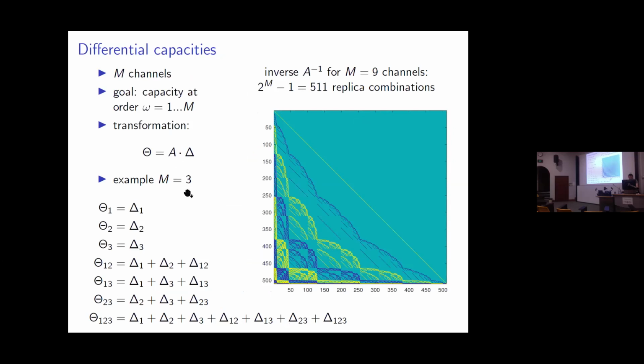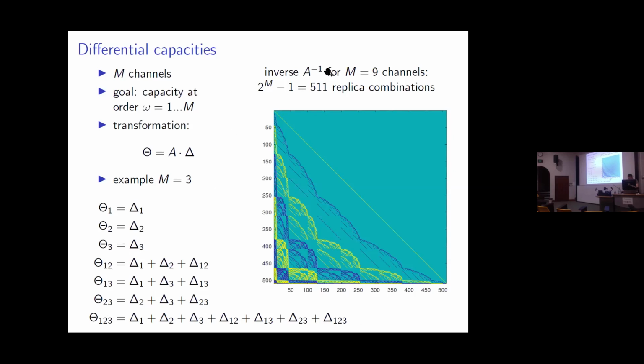For the example of these 3 replicas, this transformation looks like this. So at the first layer, they are identical. At the second layer, we have theta 1, 2 is just delta 1 and delta 2, plus this second order mixed term. Same for the others. And the total capacity, theta 1 to 3, is just the sum of all of them. Now, this gives you some sort of lower triangular structure, a simple matrix structure just with ones and zeros.